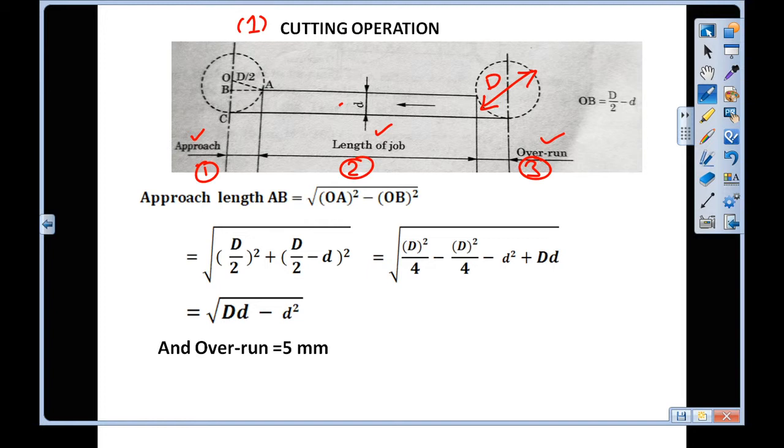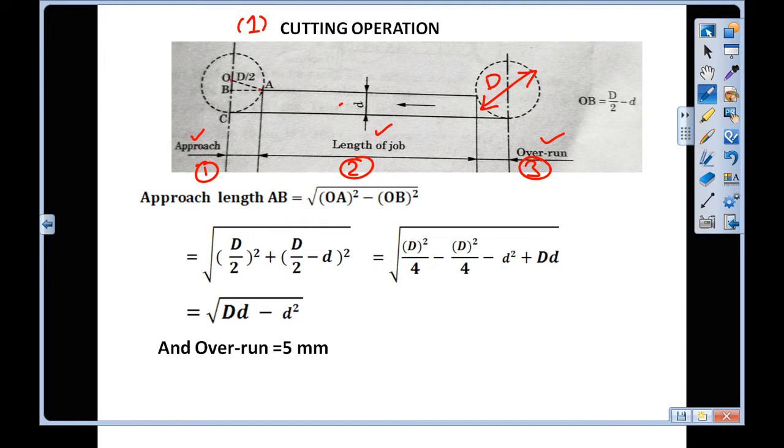So first we calculate the approach length in case of the cutting operation. Approach length, that is AB. AB we have to calculate. So AB will use the simple trigonometric relation. AB is the base, square root of OA square minus OB square.